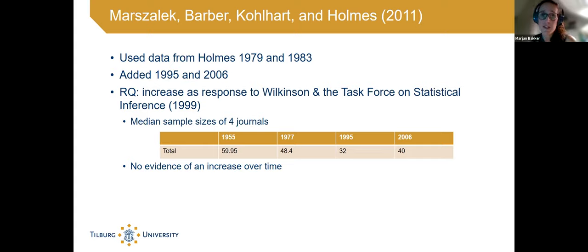1999. But as you can see, I showed here the median sample size of the four journals that they include. So they had four psychological journals from different fields in psychology. You can see that there is not really an increase, maybe even a decrease, but not really evidence of an increase in sample size over time.